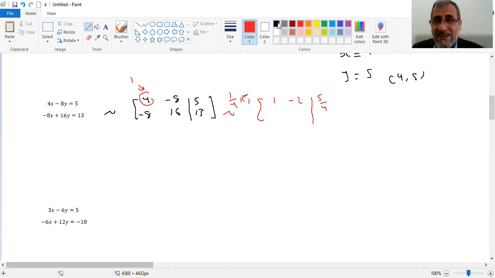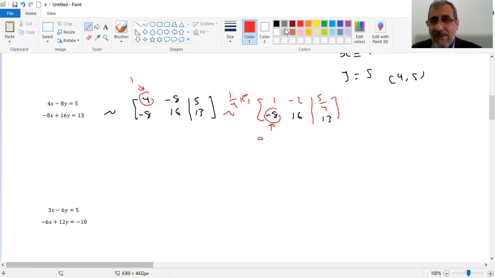Second, rewrite the second row. The second row is negative 8, 16, and 13. So now we have 1. Then what do we need below the 1? We need 0. This 1 and below, we need 0 here. Multiply by 8 and add to R2.